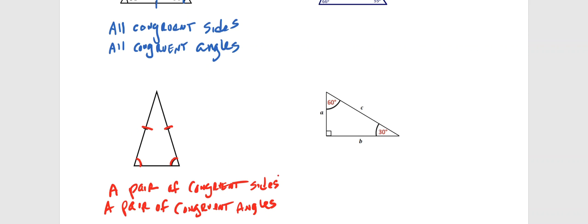Okay, so we have a pair, meaning we have 2 congruent sides, and we have 2 congruent angles. This is called, as you probably know, an isosceles triangle. Okay, so isosceles is when we have 2 congruent sides, and just by default, we will have 2 congruent angles.